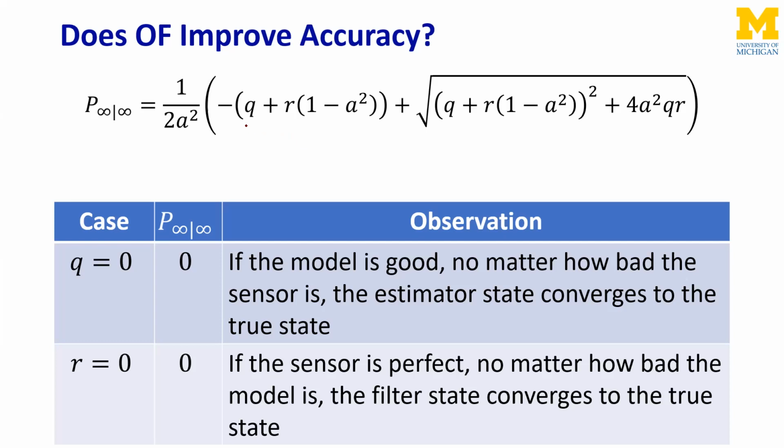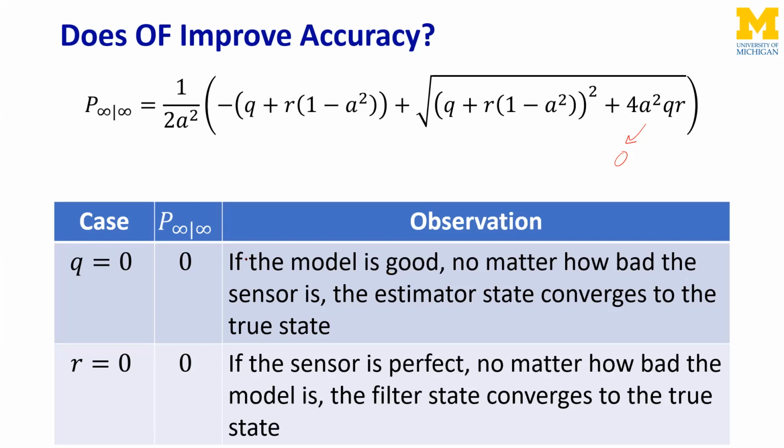So let's look at the case where Q is equal to 0. If Q is equal to 0, then this term goes to 0. This is going to go to 0. And then minus this plus I have the exact same term. So this whole thing is going to evaluate to 0. So what this is saying is that if the model is good, your process noise is 0, no matter how bad your sensors are, the estimator actually converges to the true state. So your filter estimates are going to converge to the true state.